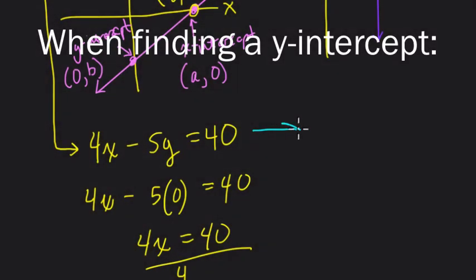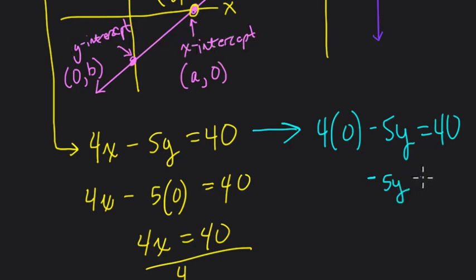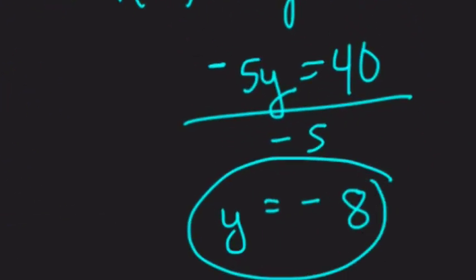You could just set x equal to 0. 4 times 0 minus 5y equals 40. This one's a little bit trickier. Here, it's 4 times 0, which is 0, and then remember, it's minus 5y. Don't lose that subtraction sign. That equals 40. Divide both sides by negative 5, and y equals what? If we divide both sides by negative 5, y equals negative 8. So the y-intercept here is 0, comma negative 8.